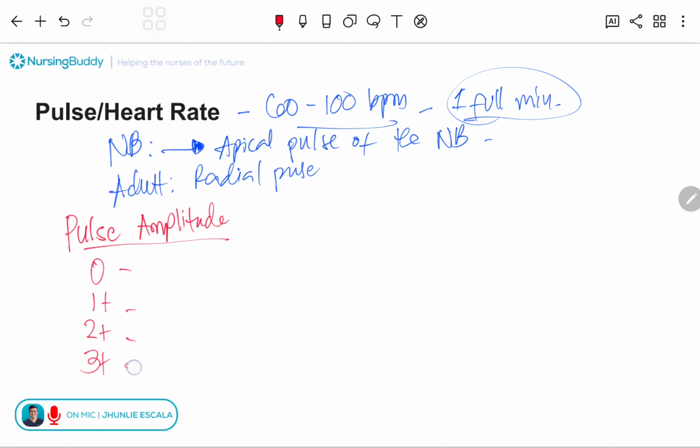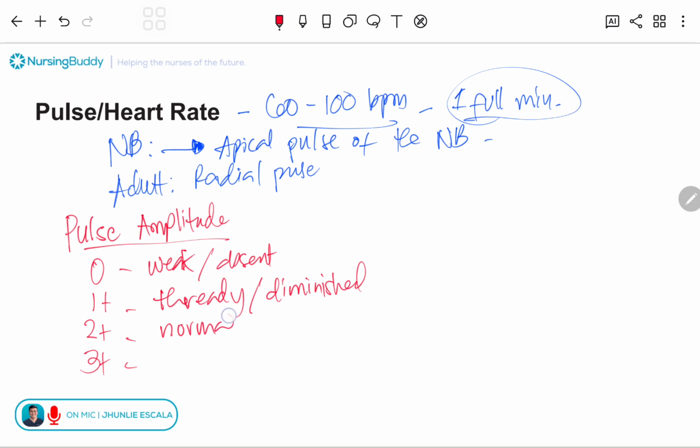Okay. So, kapag 0 po, kapatid, ang ating pulso, in the pulse amplitude, we know that it's weak or absent. Okay? So, kapag sinabi naman natin pong 1, that's thready, or para siyang weak talaga, weak and thready, or diminished. Okay? Those are the big thing there. And kapag 2 po, that's normal. And kapag sinabi naman pong 3, that's actually bounding or strong. Okay? Too strong. Bounding. Big word there. It's bounding.